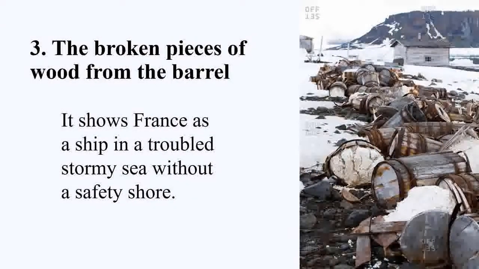The broken pieces of wood from the barrel. As we said before, there were small pieces of wood floating in the red wine. It predicts and represents France as a ship sailing in a troubled, stormy sea without a safety shore. It means that France, during and after the French Revolution, is going to be in a messy situation with no government, no king and no queen, so the conditions are not stable anymore.